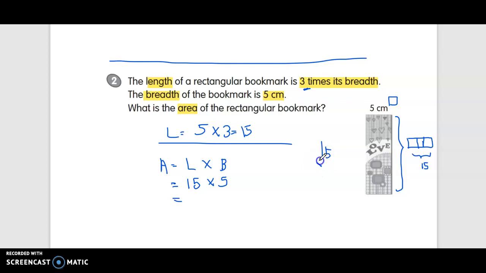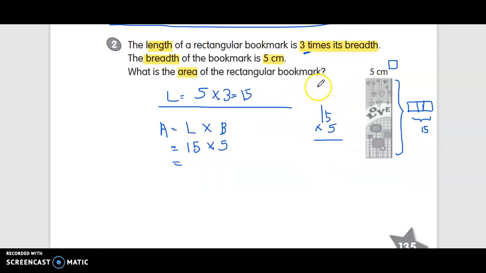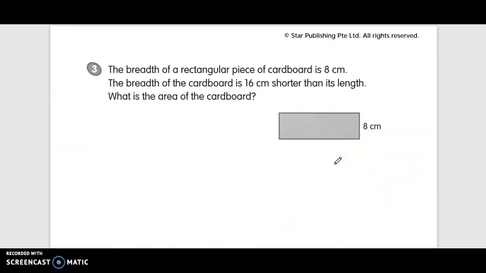15 times 5. Again, I want to see workings when I collect your workbook. After you work it out, you should get 75 cm square. Then draw a line and write: the area of the rectangular bookmark is 75 cm square. Full stop. Make sure you use a ruler to draw. Let's go to question 3.